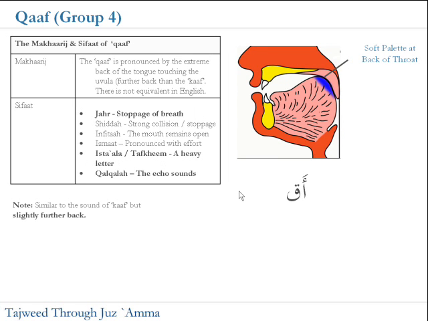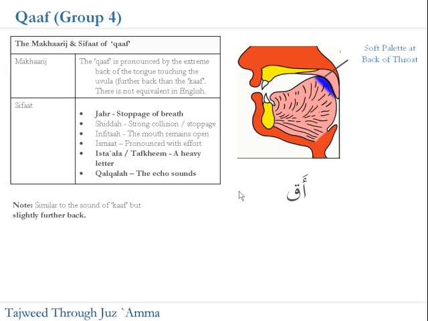Then we have the qaf, and this is the extreme back of the tongue touching the uvula. That's the dangly bit, most people call it, and all you have to do to get the sound of the qaf is to just move the tongue a bit back. So if you say kaf and then move the tongue back, you get the qaf. So if you say ka and move the tongue a bit back, you get the qa. So it doesn't actually require a lot of effort.